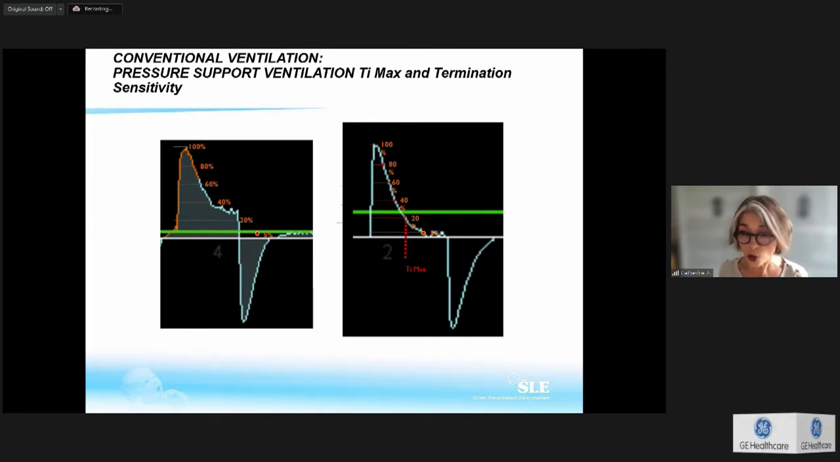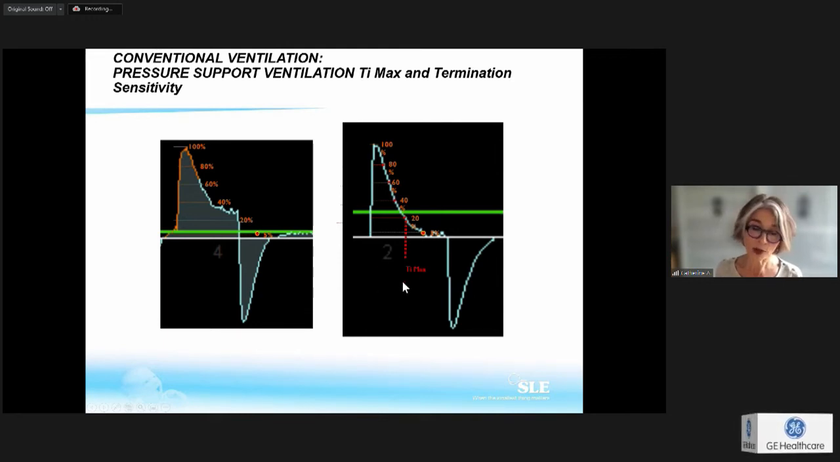So why do we also have a TI max? It is because in some patients, when I have a leak, it doesn't reach the criteria that I want. I wanted 5%, but it will never reach 5%. So then what I will tell my ventilator to do is to terminate my breath when it reaches my TI max. So I tell the ventilator, whichever you reach first, the flow termination sensitivity that I have set, or my TI max, you stop the breath. So we just have to be careful with the TI max.